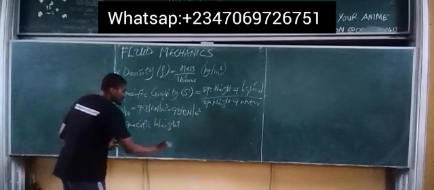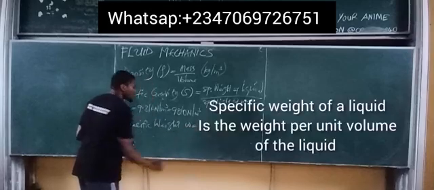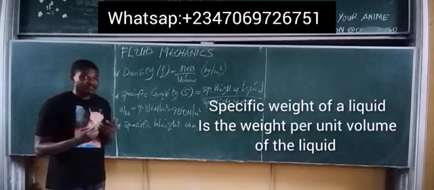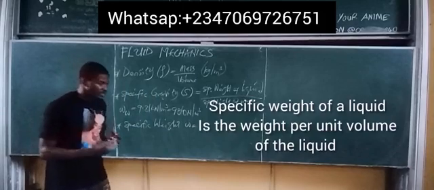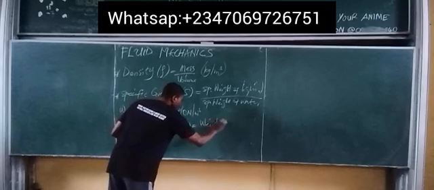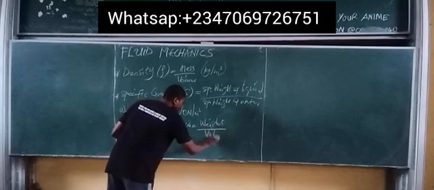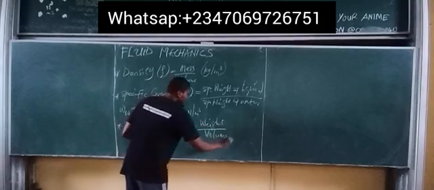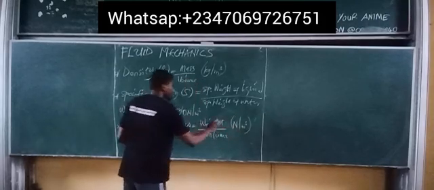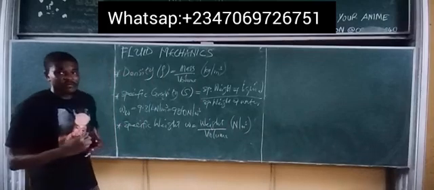Specific weight, simply small w, is simply the weight of every liquid divided by the volume displaced by the liquid. So it's simply weight all over volume. And of course the unit is simply newtons per meter cube. So this gives us the specific weight of every liquid.